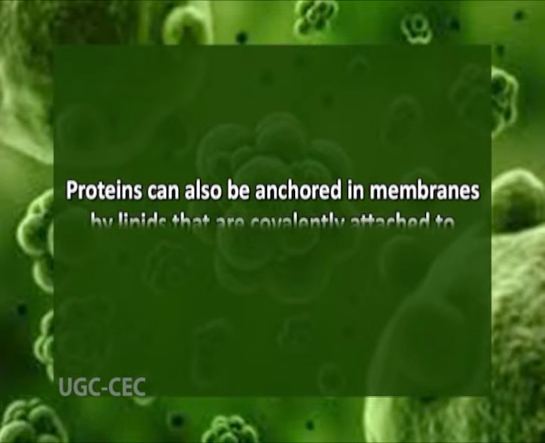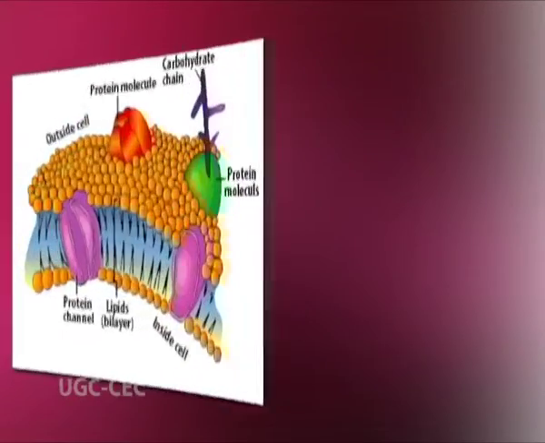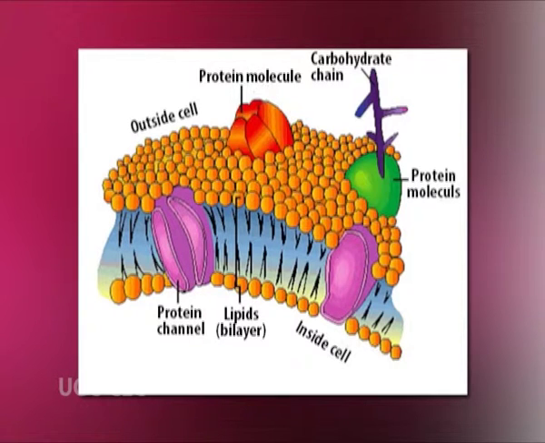Proteins can also be anchored in membranes by lipids that are covalently attached to the polypeptide chain. Distinct lipid modifications anchor proteins to the cytosolic and extracellular phases of the plasma membrane. Proteins can be anchored to the cytosolic phase of the membrane either by the addition of a 14-carbon fatty acid, that is myristic acid, to their amino terminus, or by the addition of either a 16-carbon fatty acid, that is palmitic acid, or 15 or 20 carbon prenyl groups to the side chains of cysteine residues.